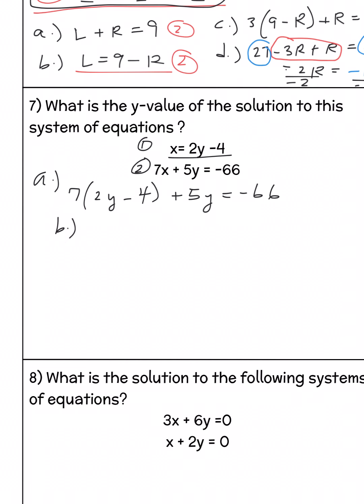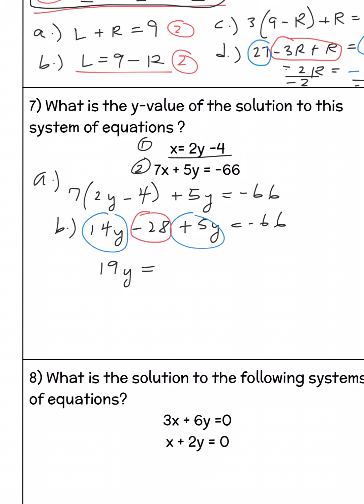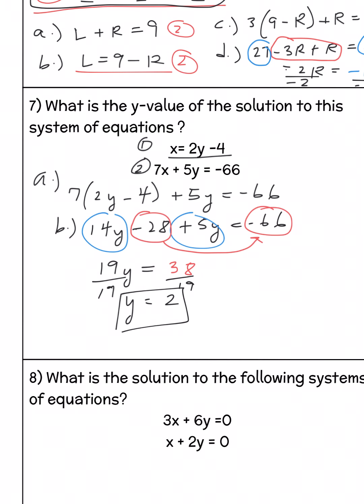So part B, we're going to distribute and combine like terms. So this is 14y minus 28 plus 5y equals negative 66. Then we're going to combine like terms. These two terms I can combine together, so I get 19y. This term, negative 28, will combine with negative 66. But to do that, I have to add it over here. So if I add 28 to this side, I'm going to get 38. So then y equals 2 when I divide by 19. So y equals 2.